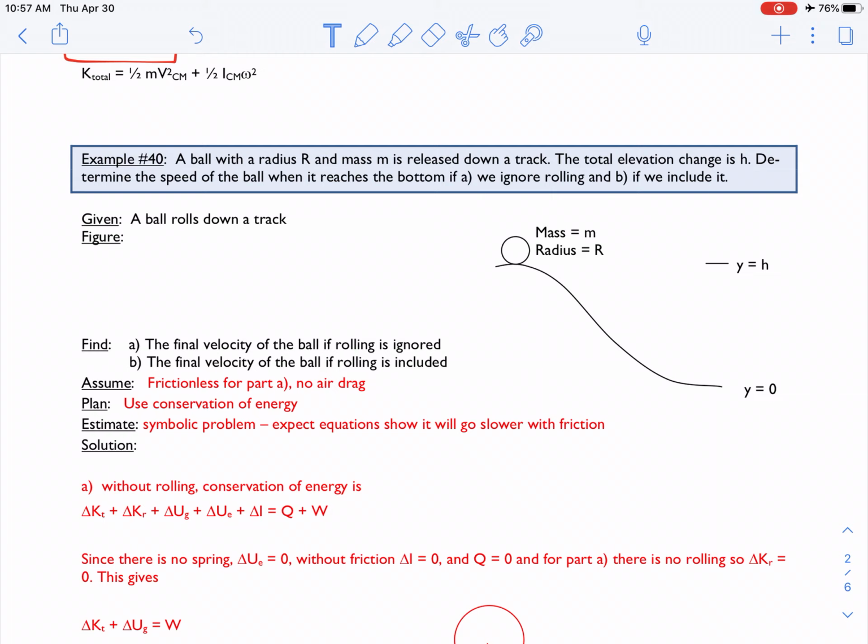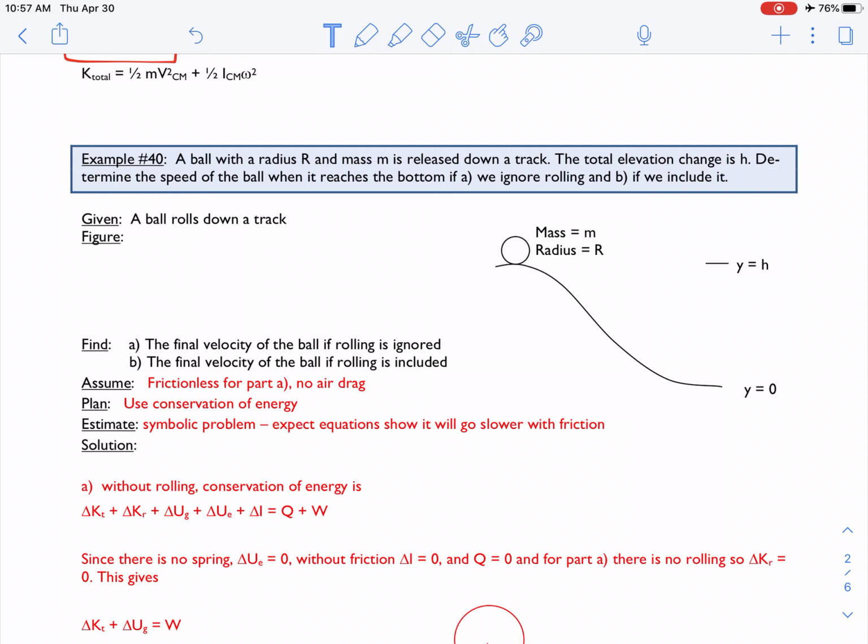And in the second case, we will have friction so that it grabs the object and then rotates it, right? So we will talk about that, and we'll talk about what type of friction we have in that case as well. And for both cases, there is no air drag, okay?